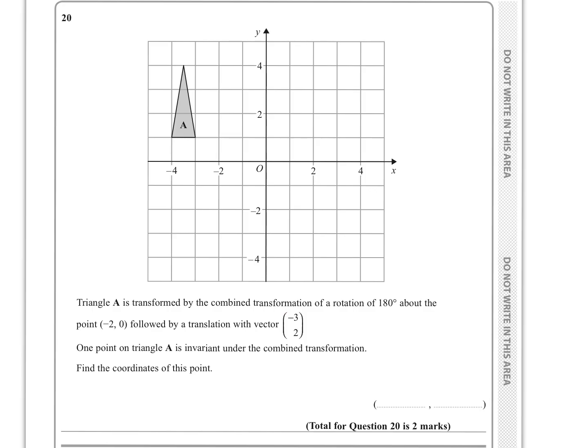Question 20. Triangle A is transformed by the combined transformation of firstly a rotation of 180 degrees about the point -2, 0. So -2, 0 is here. And we're going to have a rotation of 180 degrees. So this point here will turn and become this point here. And then we've got this point here. Well, that will go 180 degrees, and that will end up just here. And then the other point will be easy.